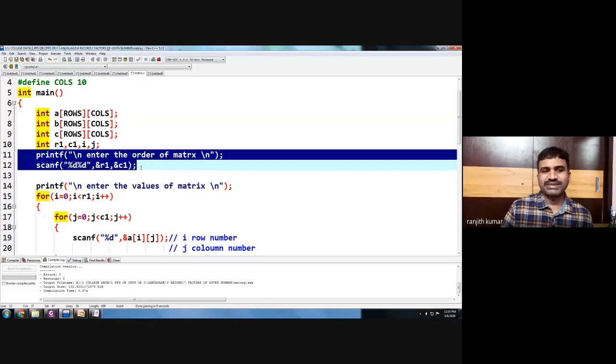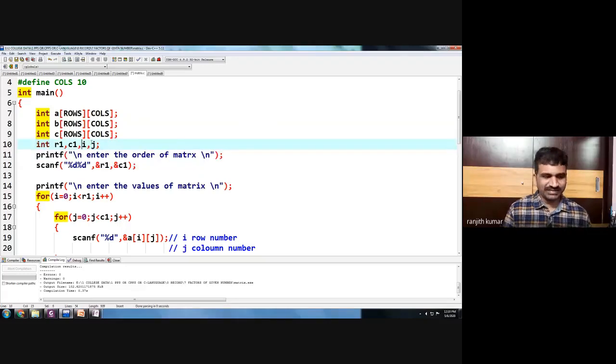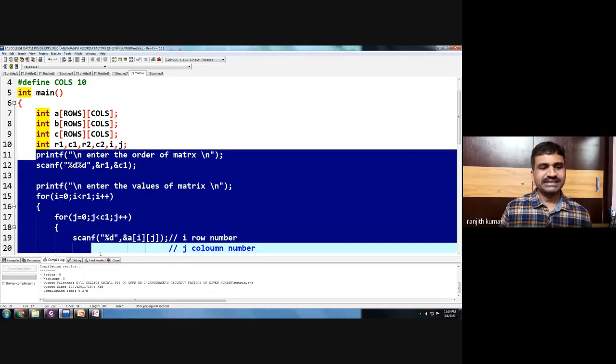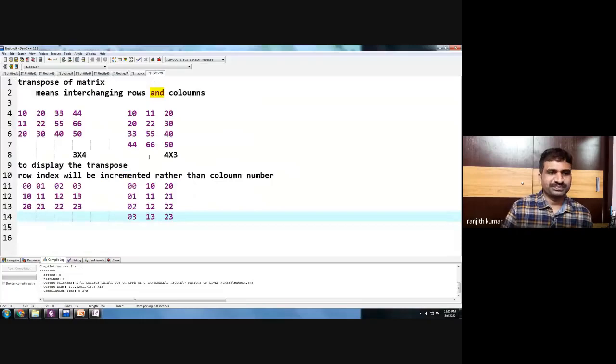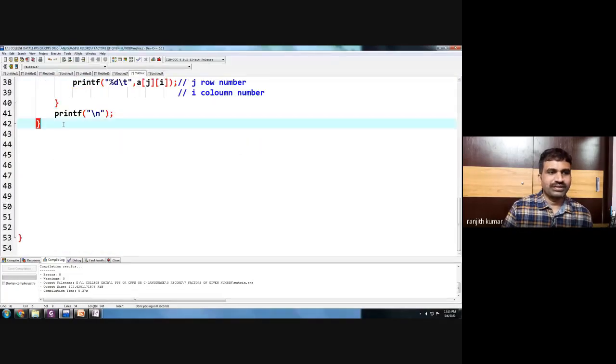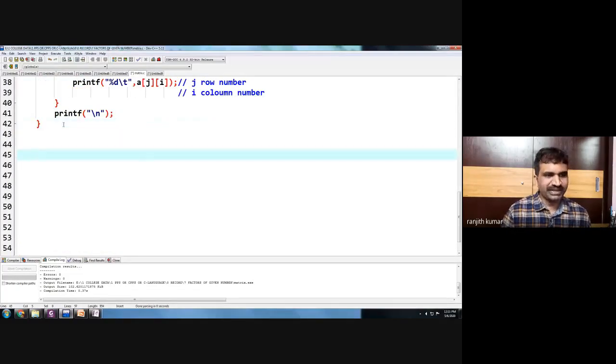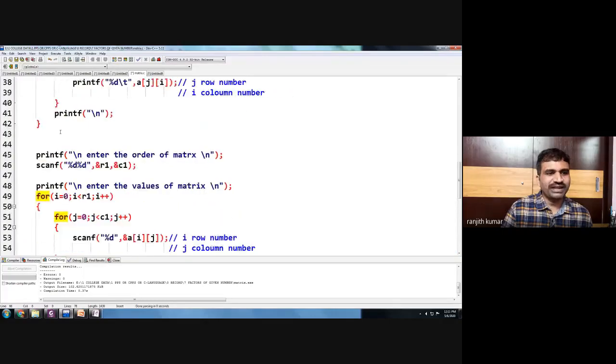Okay, so how you have accepted the order of the matrix, similarly we'll accept the order for the second matrix, which is R2 and C2. R2 and C2 are used for the order of the second matrix. R1 and C1 are the order of the first matrix. So let us accept and display similar to the first matrix what you have done. Are we clear? Now the same thing we repeat. Only difference is that we are changing the order of the matrix.